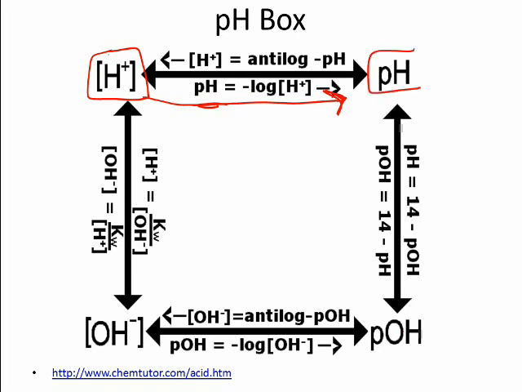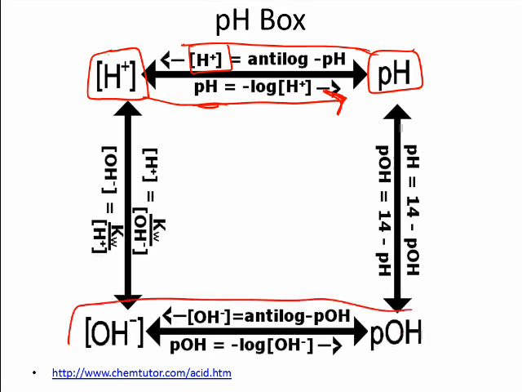If we have the pH and we want to see how much concentration of hydrogen ions we have, we use the anti-log of minus the pH. And that will give us the concentration of hydrogen ions. And the same thing going this way: if we want to find the pOH, we have the concentration of OH, we want to find the pOH. We go this way to the right. We just take minus the log of the OH.